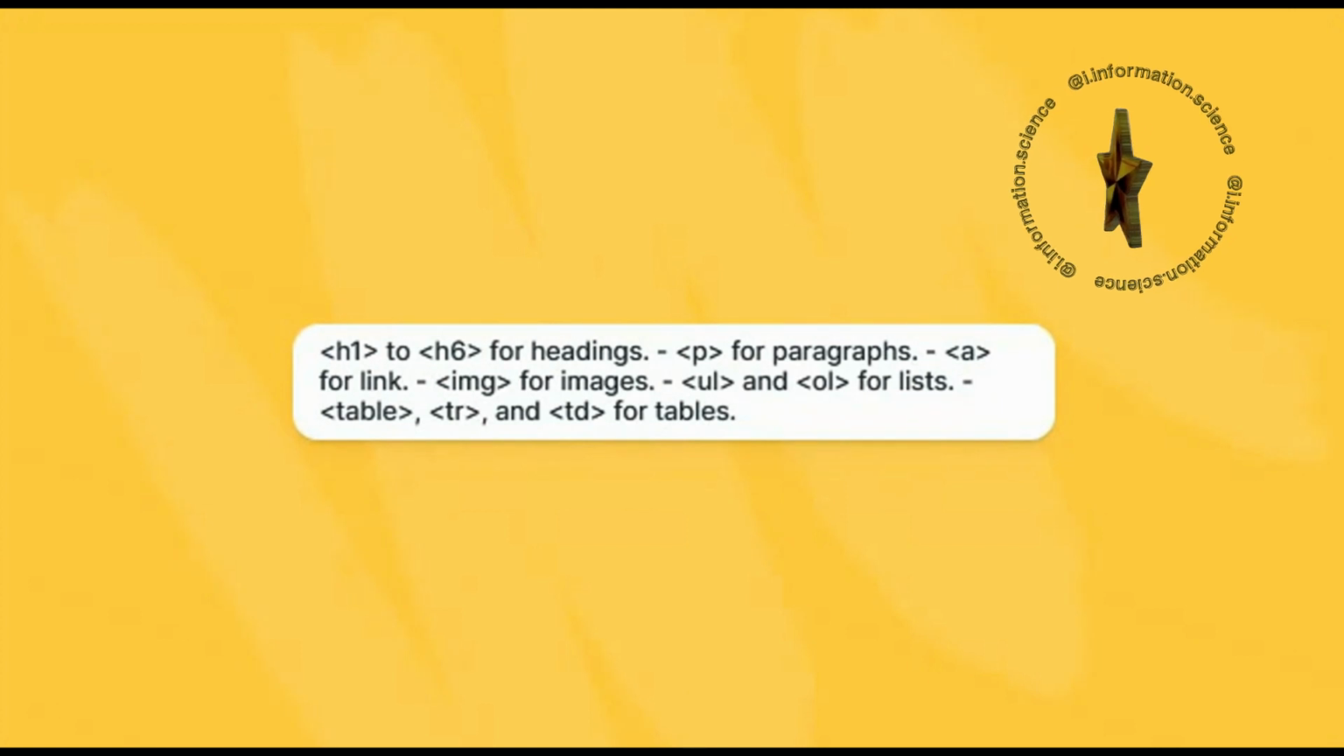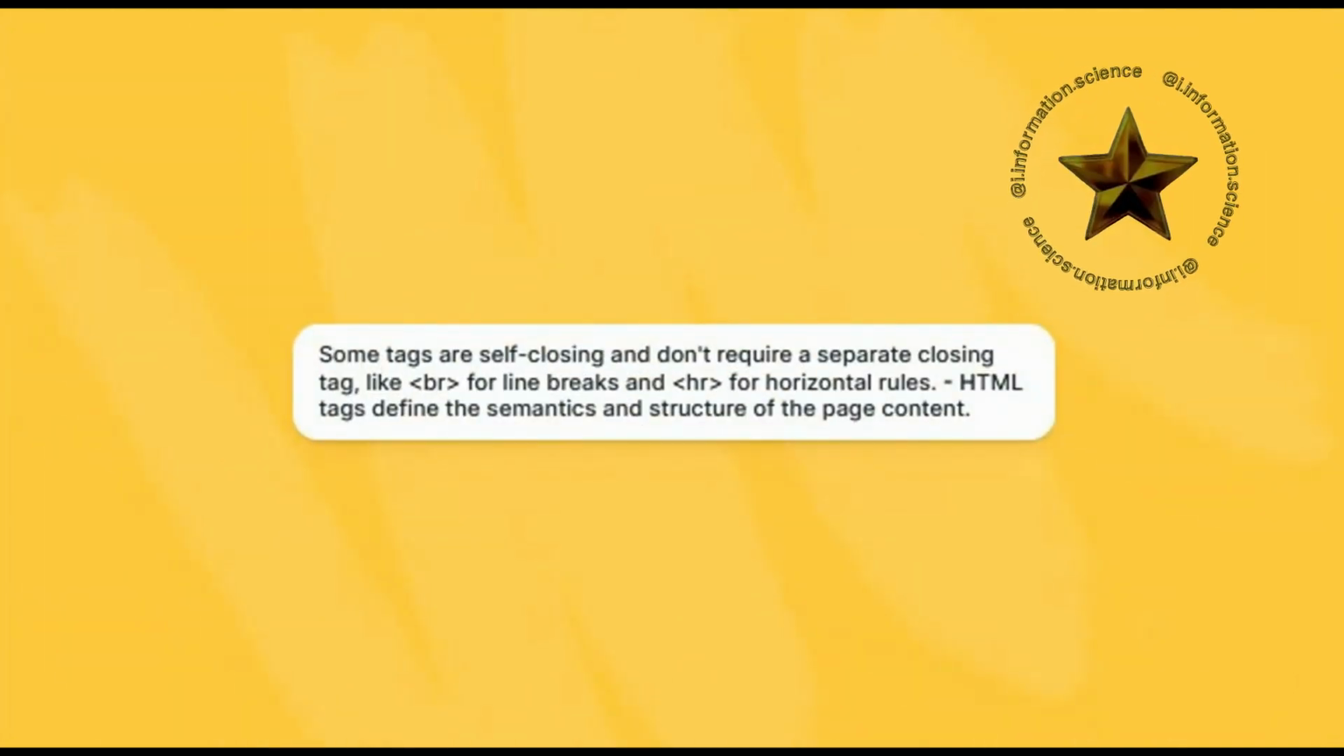H1 to H6 for headings. P for paragraphs. A for link. IMG for images. UL and OL for lists. Table, TR, and TD for tables. Some tags are self-closing and don't require a separate closing tag, like BR for line breaks and HR for horizontal rules. HTML tags define the semantics and structure of the page content.